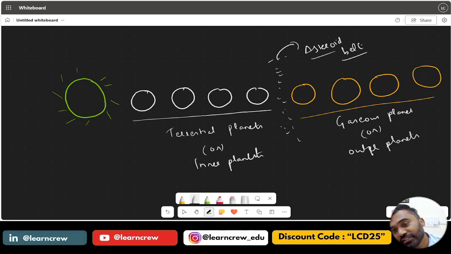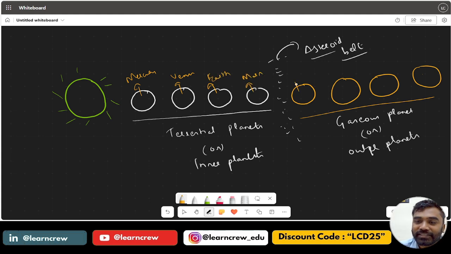Now if I ask a question, which asteroid belt is between which two planets? What will you tell, sir? Very easy, I've been learning this. Come on. So this is Mercury, Venus, Earth, Mars. Then comes Jupiter, Saturn, Uranus, Neptune. So Pluto is not considered a planet.